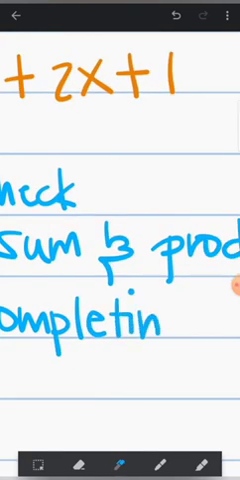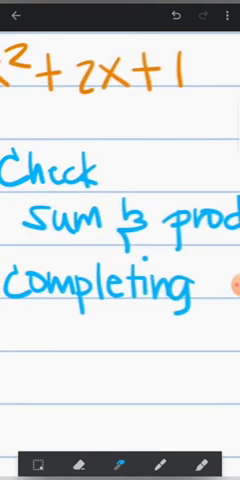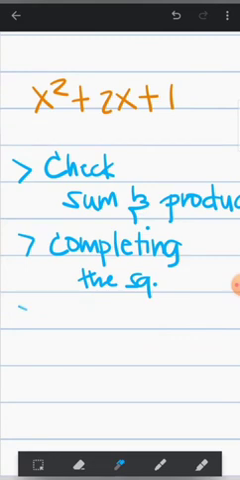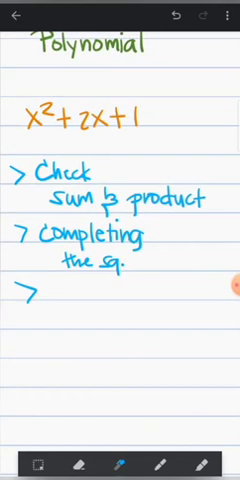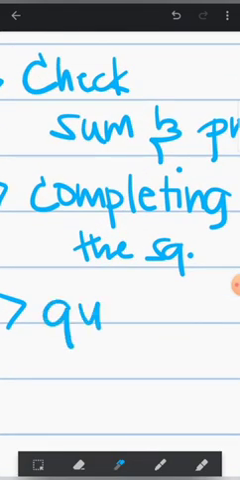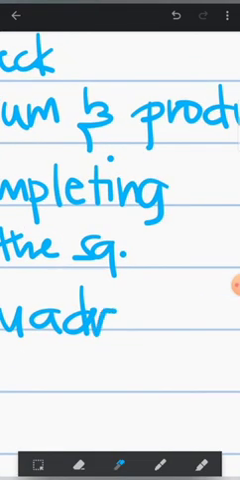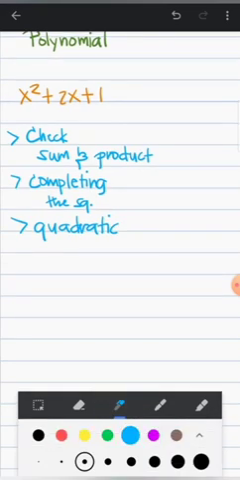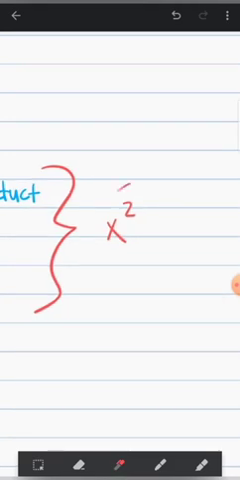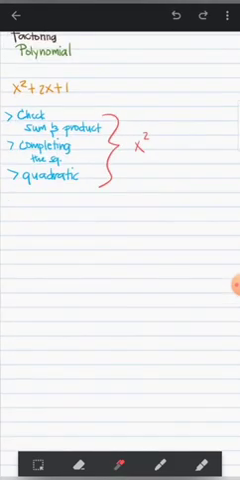So for quadratics. Completing the square. So if you cannot also complete the square, you have the other option, which is the quadratic formula. And this is all for the quadratic, or terms with the highest degree of 2. So the highest degree is 2.